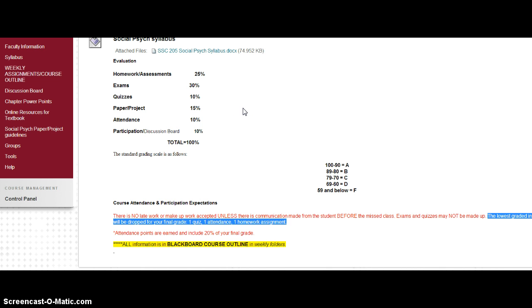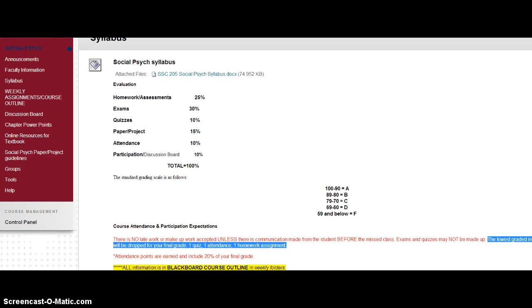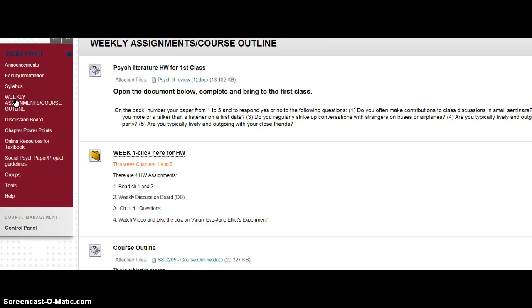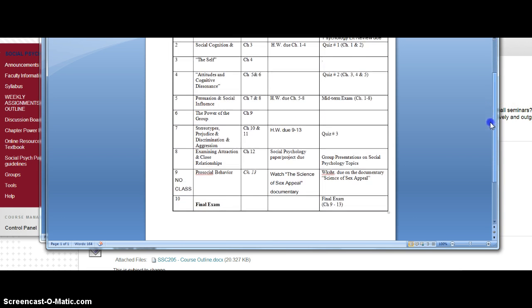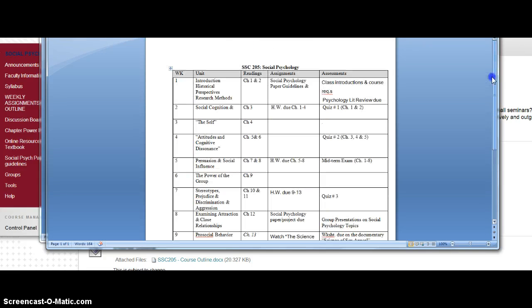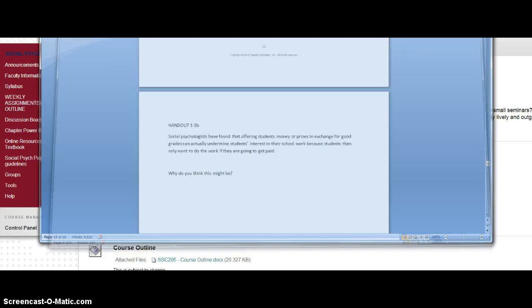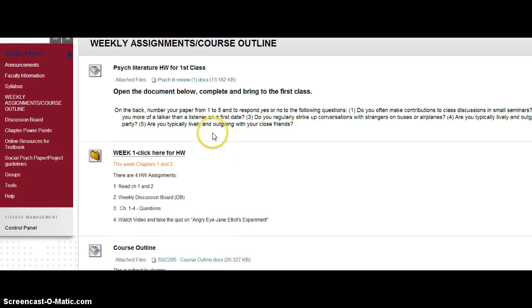You may want to know, where do you find your homework? This is under weekly assignment in course outline, and I have it set up in weekly folders. This is a general outline of the course, but please note, these are just general topics. That's available in there, but what's more important is this. Pay attention to these weekly folders.